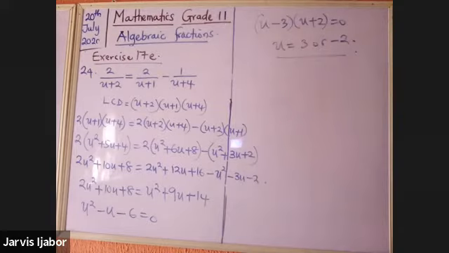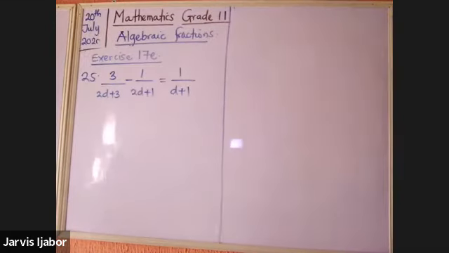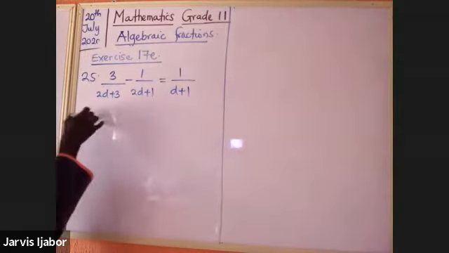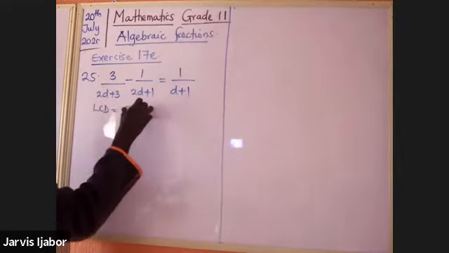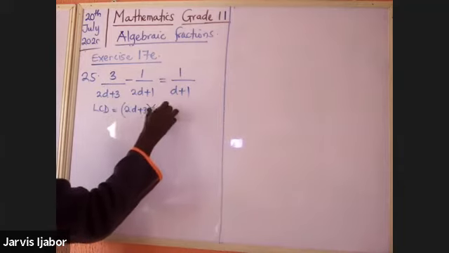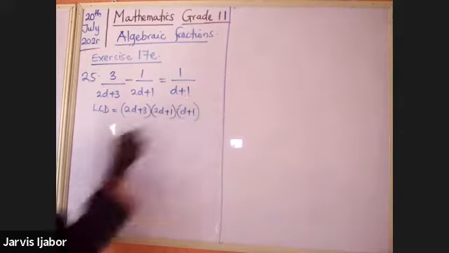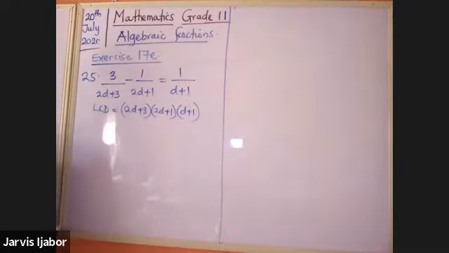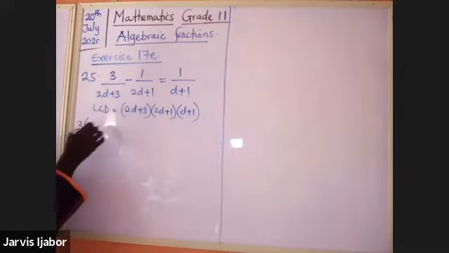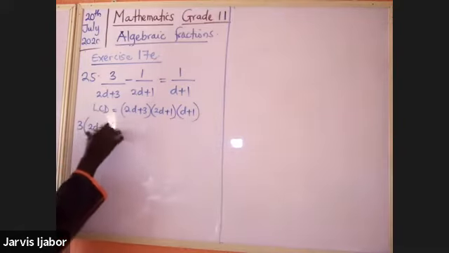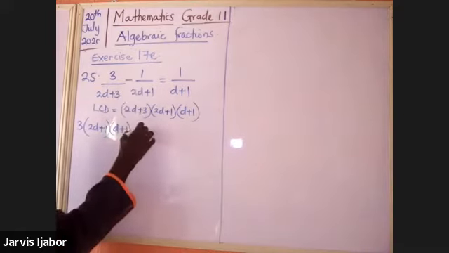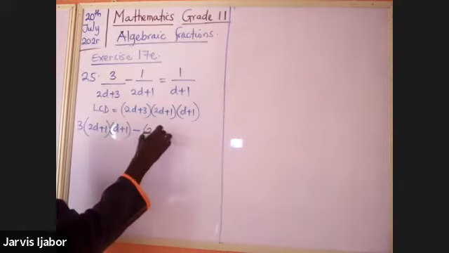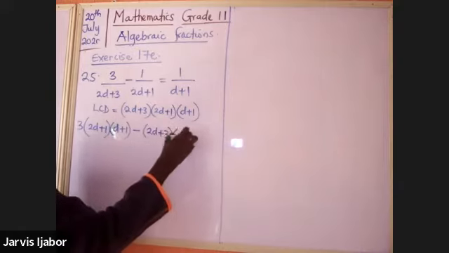I hope that is understood. So look at question 25. And what would this be? LCD is the first thing we need to figure out. The LCD will be 2D plus 3 into 2D plus 1 into D plus 1. This will divide this. And what you're going to have will be 3 into 2D plus 1 into D plus 1 minus bracket open 2D plus 3 into D plus 1.